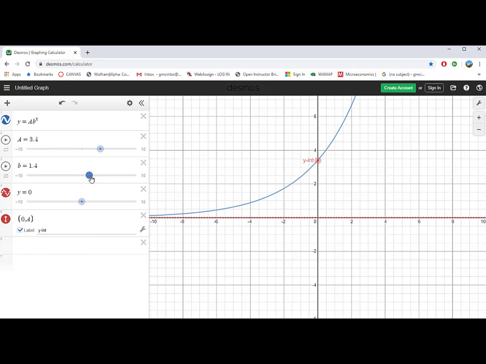As I move b, that makes my graph steeper. So it's a much steeper curve as I move my b to be larger and larger and larger.